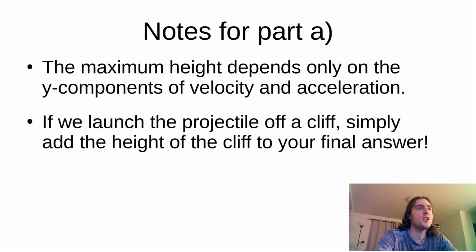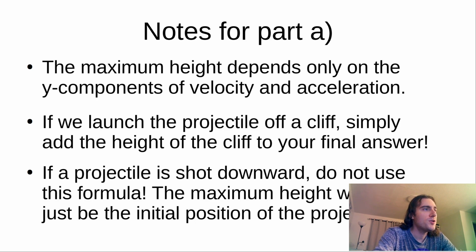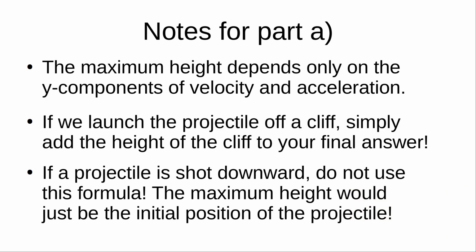If we launch the projectile off a cliff, we would simply add the height of the cliff to your final answer, okay? Because we begin at a higher initial point, well then our maximum height would be higher, right? And if a projectile is shot downward, do not use this formula. The maximum height would just be the initial position of the projectile, right? If the projectile begins at a certain position and is fired downward, well then the maximum height that that projectile was ever at was its initial position.